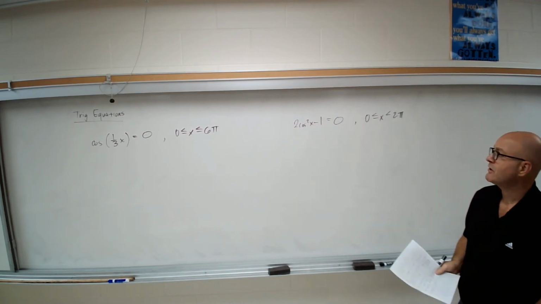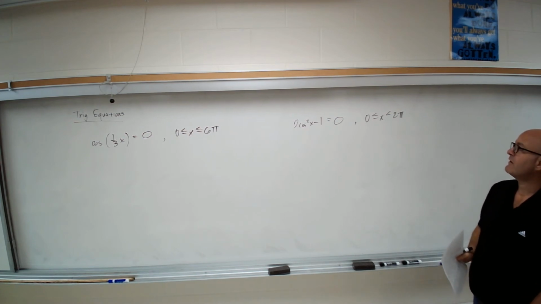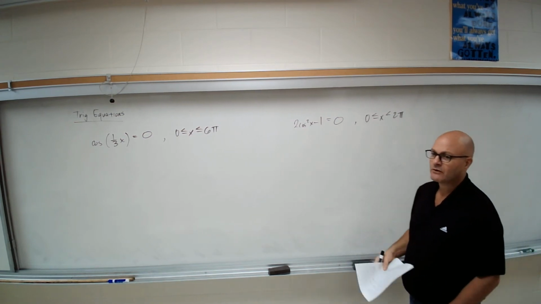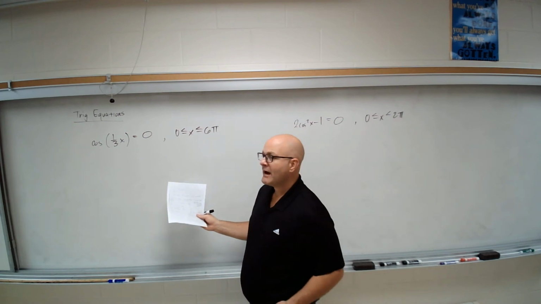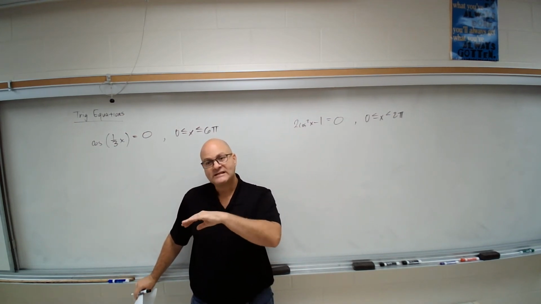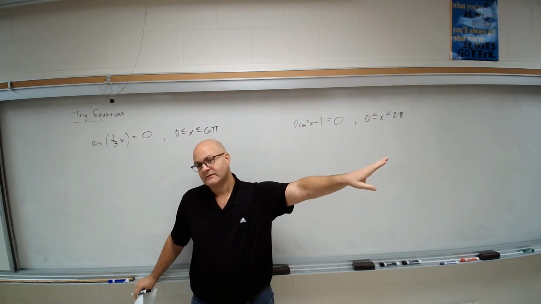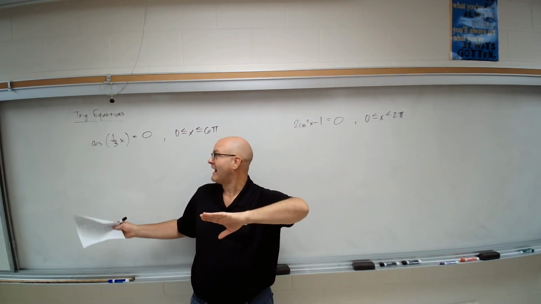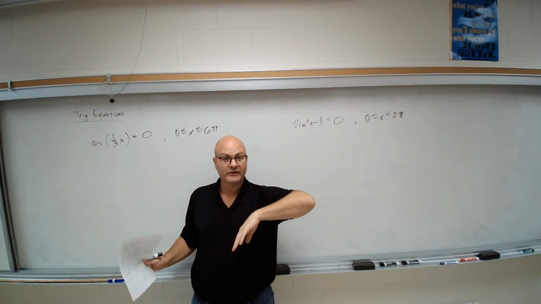Then here we have 2 cosine squared x minus 1 equals 0. We'll take a look at that one also. But for this one here, if you ever have anything weird going on inside the cosine, we save that completely until the end. So the first thing we're trying to figure out is when is the cosine equal to 0.